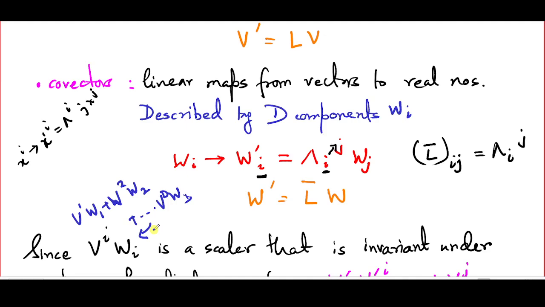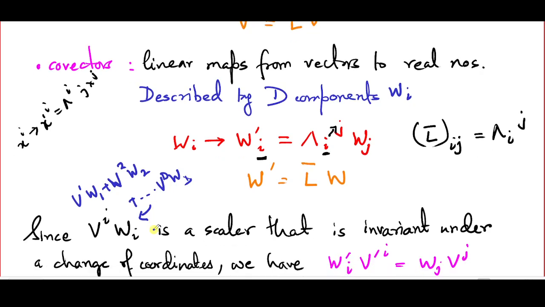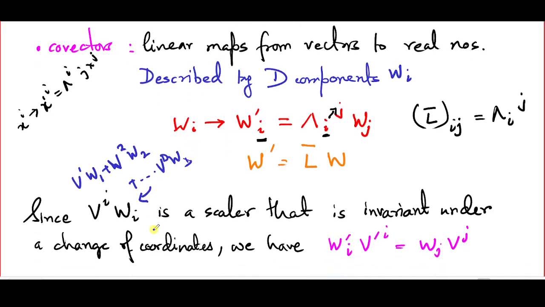The thing that we demand, and what makes w a covector, is that this number is invariant under a coordinate transformation. What that means is when we change the coordinates and we get w prime and v prime, w prime i v prime i must be the same as w i v i, and just because we can, we have written the index here on the right hand side differently. Remember, wj vj, wi vi, all of them mean the same thing: w1 v1 plus w2 v2 all the way up to wd vd.